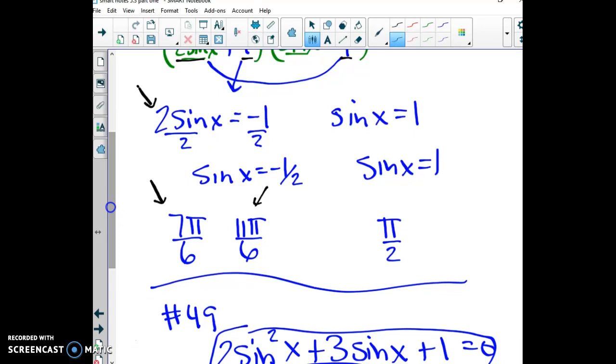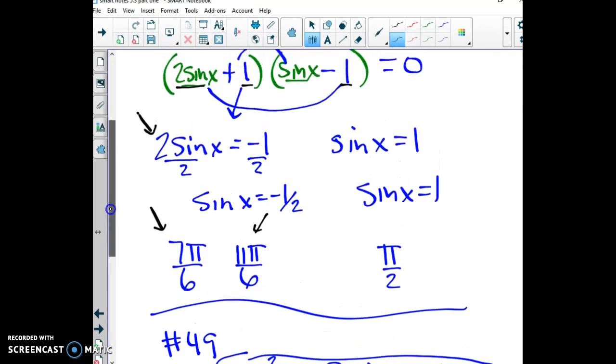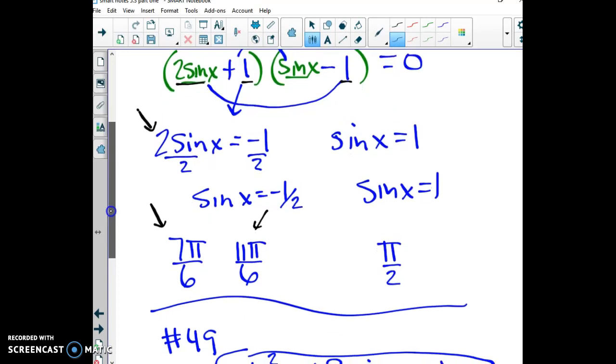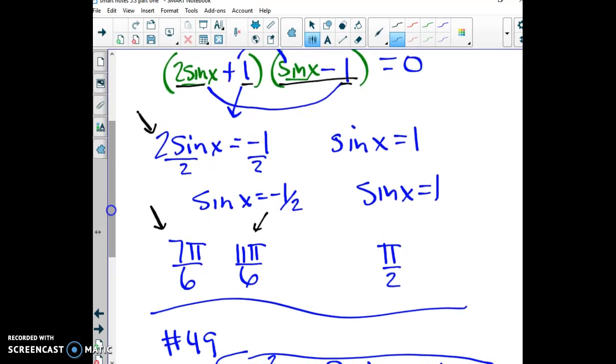Checking our unit circle or our memory, we know that that happens at 7 pi over 6 and 11 pi over 6. The right side, the second part of our product, sine x equals 1 because we had sine x minus 1 equals 0, and the sine of x is equal to 1 at pi halves. So for this one we've found all 3. It says on the interval from 0 to 2 pi, so we are not explaining that every n pi intervals we get another solution. We're only interested in solutions on the interval 0 to 2 pi.